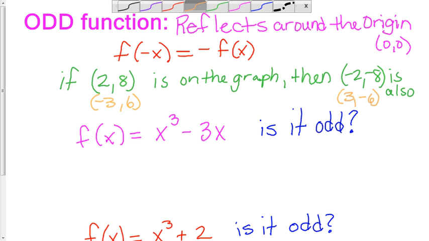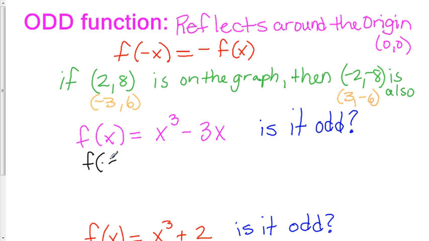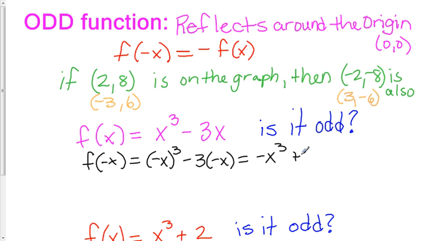So in proving odd, you still have to do two things. One is figure out what f of a negative x is, just like you do with even. And when you substitute that in, you would get a negative x to the third minus 3 times a negative x. Cubing a negative would leave it as a negative x cubed, and a negative times a negative is a positive 3x.